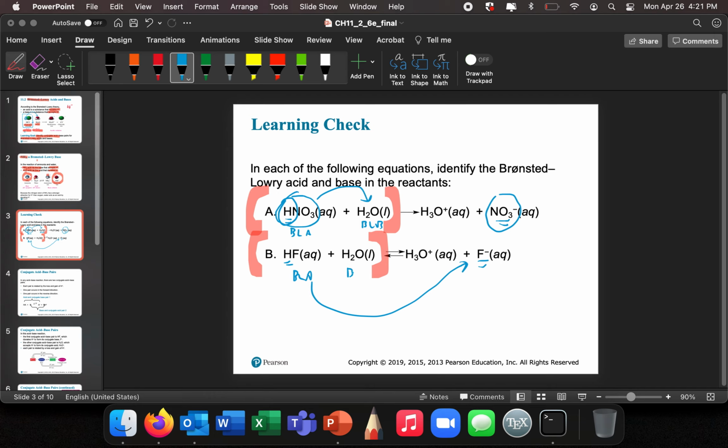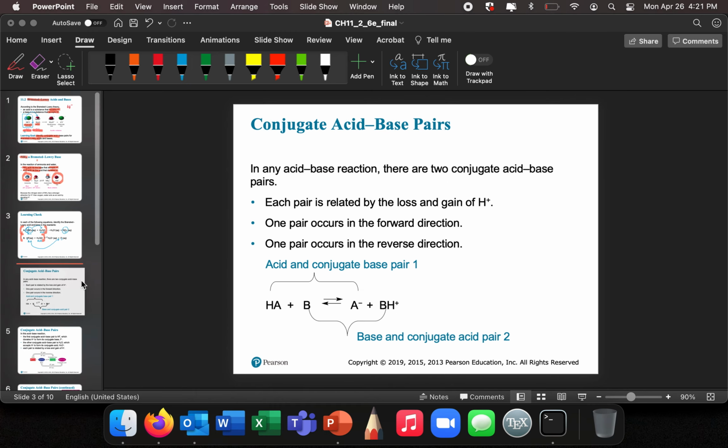And this then, in that case, is going to be the Bronsted-Lowry base. All right. Now, let's talk about the term conjugate. Conjugate acid-base pairs. In any acid-base reaction, there are two conjugate acid-base pairs. Each pair is related by the loss and gain of an H plus. One pair occurs in the forward direction, one pair occurs in the reverse direction.